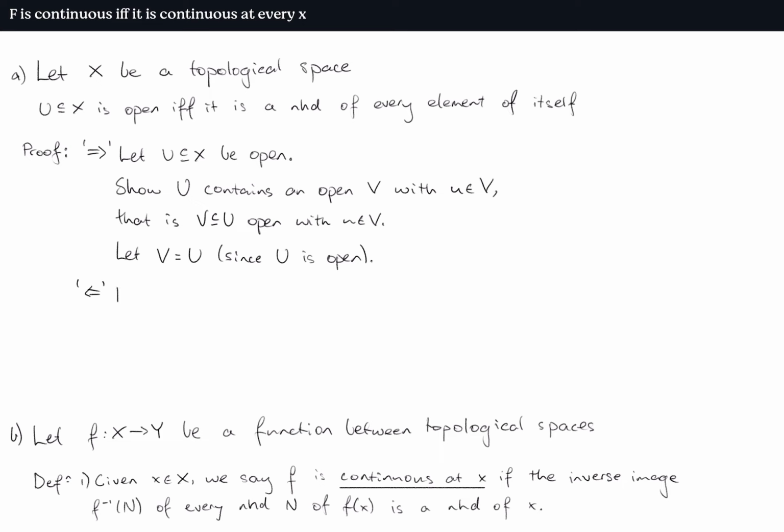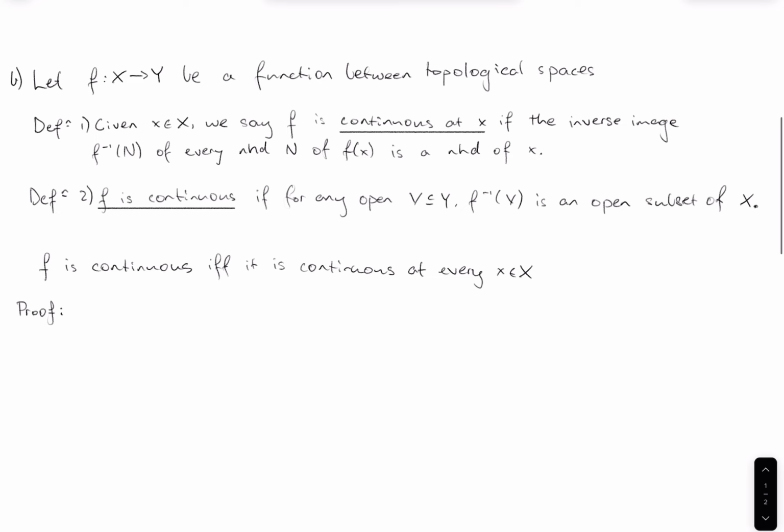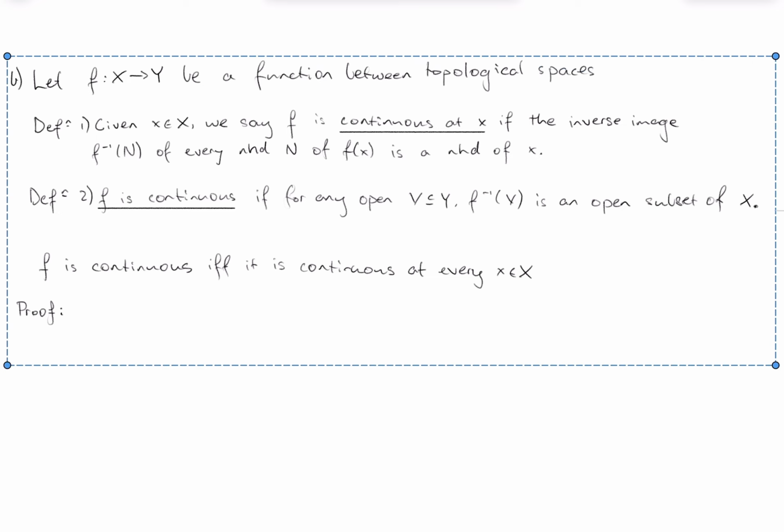So let's say U lives inside X, and we assume that U is a neighborhood. I'm just going to abbreviate the word neighborhood because we're going to be using it a few times. So assume U is a neighborhood of every element of itself. I think I might need more space, so I'll just shift this down.